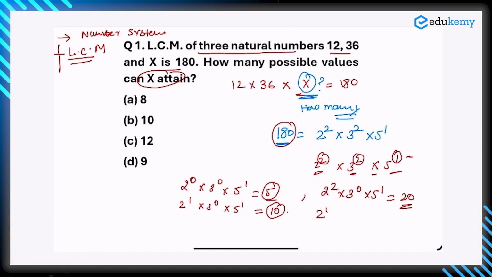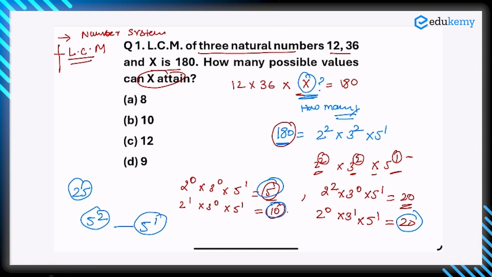Let's take another example. 2 raised to power 0, 3 raised to power 1 and 5 raised to power 1 gives 15. So 20 can be the value here, 10 can be the value here, 5 can be the value here, even 15 can be the value here. But 25 will not be the value of it because 25 is 5 square, but we need 5 raised to power 1 at maximum. 25 has 5 raised to power 2. So 25 cannot be the answer.